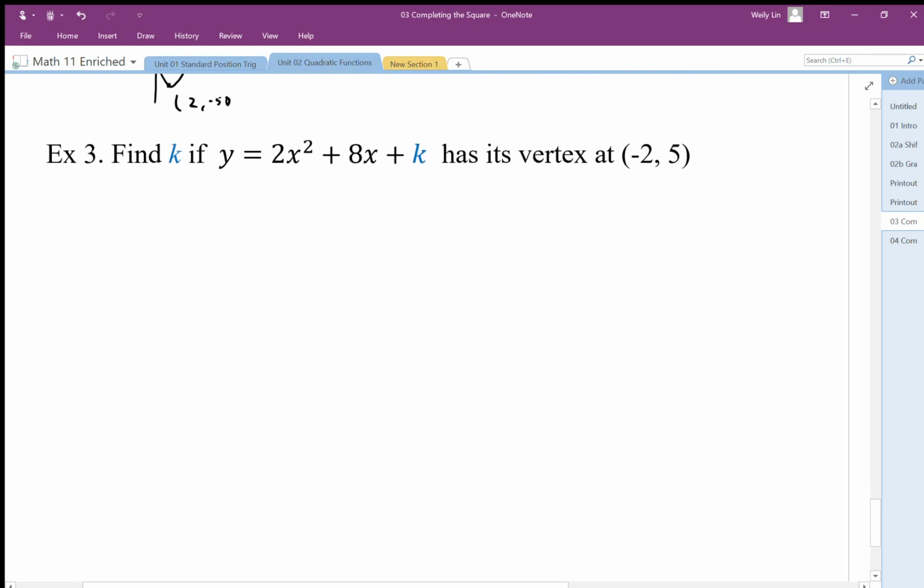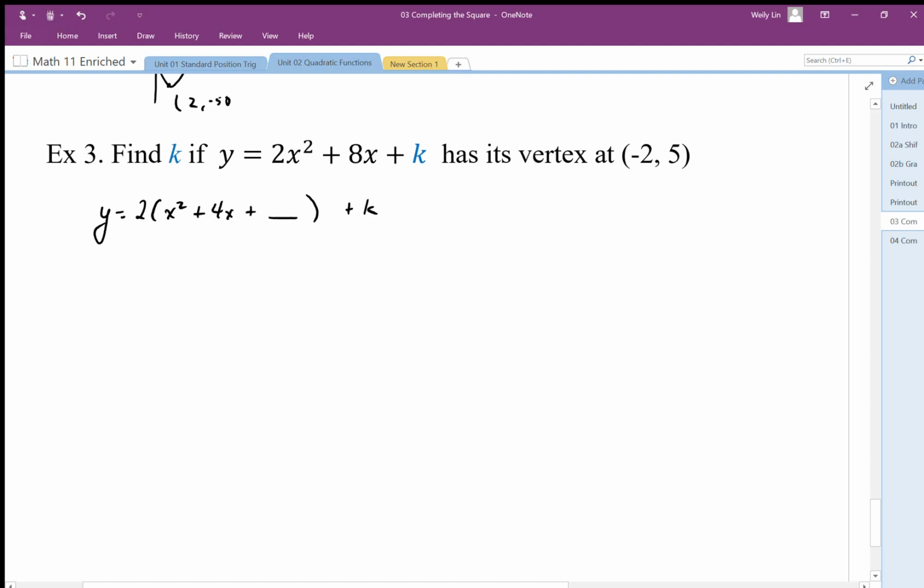So the last part here is that I have a vertex at negative 2, positive 5. I need to find k. So there's a number of different ways we can do this. Okay, so I could very easily do this. I can complete the square, now that we know how to complete the square. So x squared plus 4x plus blank plus k. Okay, and I want to know what that k is going to be.